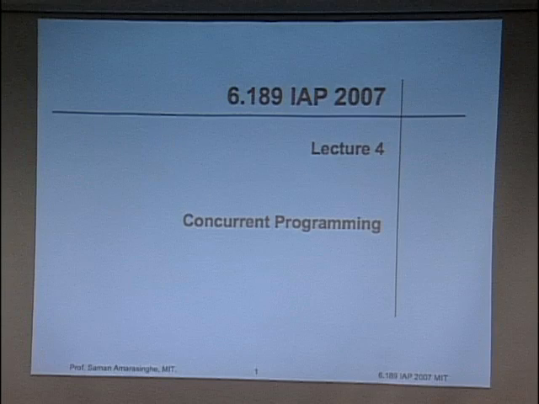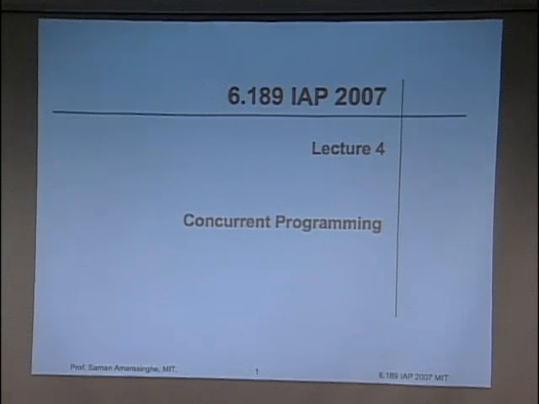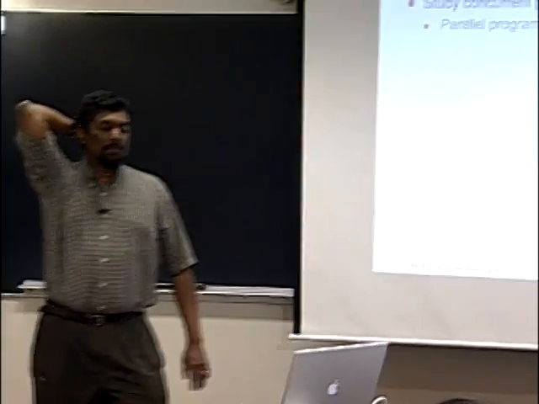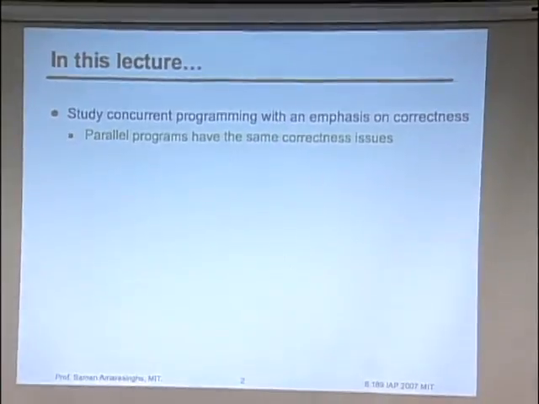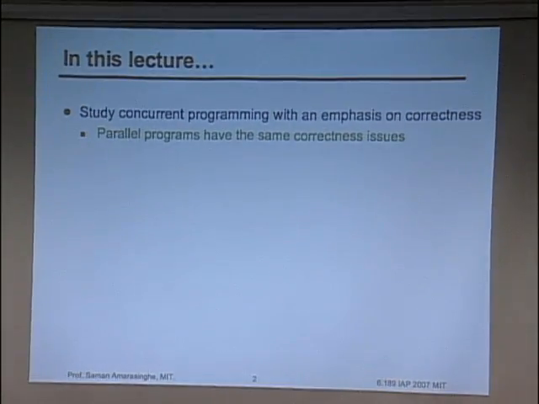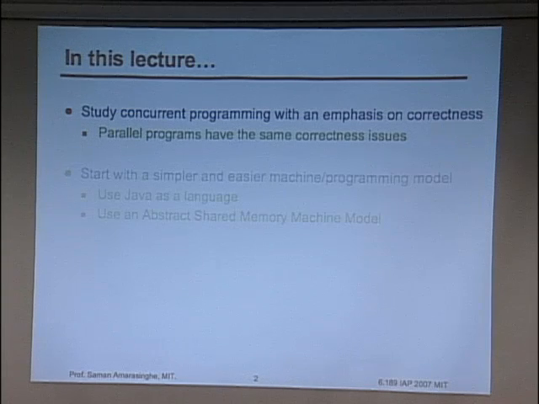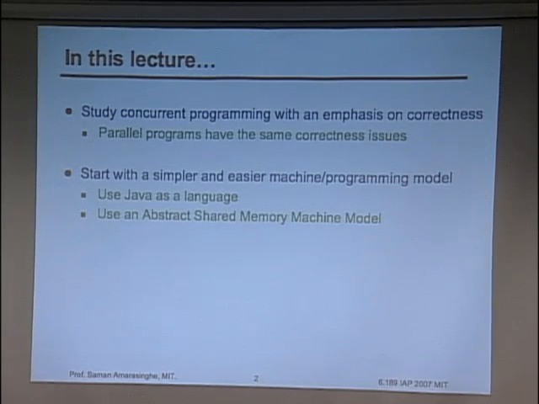Okay. So the next part today is going to be about concurrent programming. In this lecture, we are going to study concurrent programming with the emphasis on correctness of programs, because parallel programs will have the same correctness issues. So if you want to get parallel, you better get the concurrency right first. And what we are also going to do is start with a much simpler machine model and a program model. We are going to use Java because I think a lot of people understand Java.